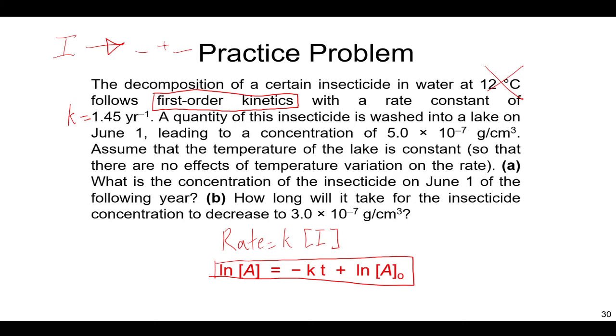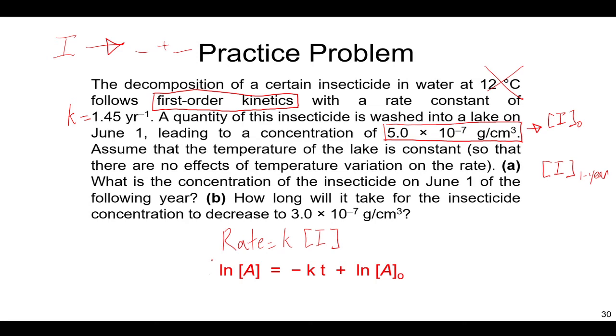So part A here is asking for what is the concentration at a later time, so the concentration of I after 1 year. That must mean this concentration here is our initial concentration, okay? So this here is our I naught, or in this case, as it's written down here, A naught. So all we're going to do here is take the data we're given and simply plug it in. What is the insecticide concentration later? Well, that is exactly what we're solving for here.